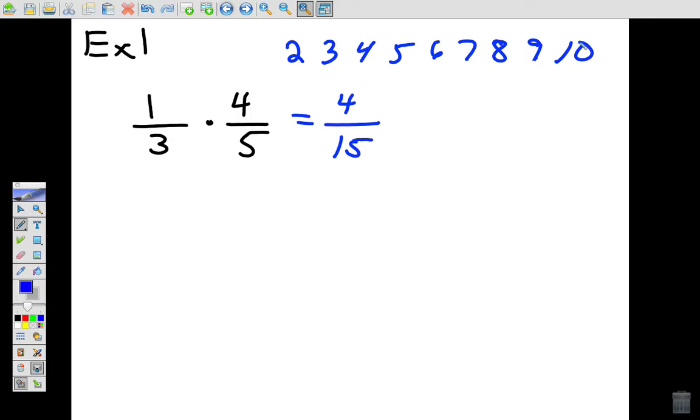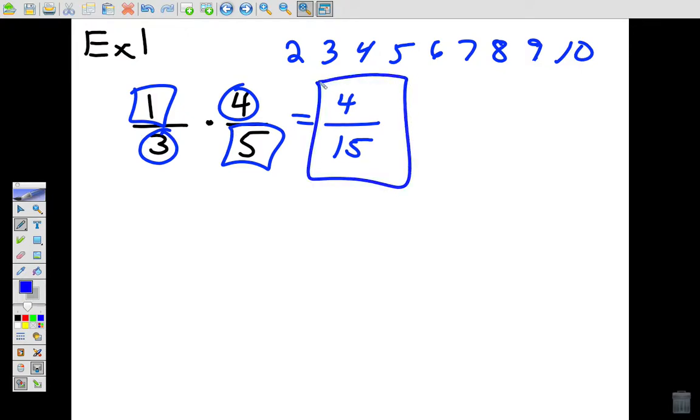Now in the past, you've probably worked with cross-canceling. And cross-canceling means you're checking a denominator and a numerator to see if you can divide them both by any number other than 1. Notice I cannot divide 3 and 4 by anything other than 1. So I cannot cross-cancel there, and nor can I cross-cancel with these. So since I cannot cross-cancel, that's an indication that my final answer will be in simplest form.